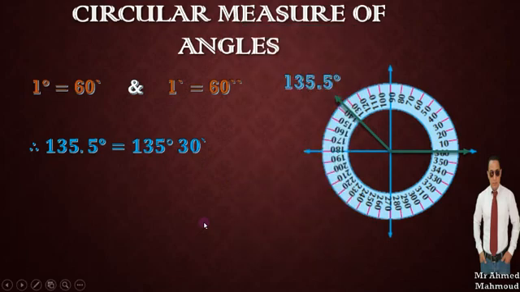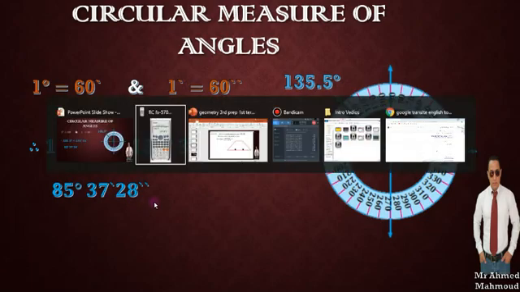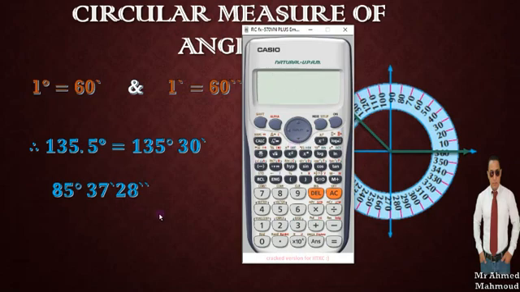Another example. How can we change from degree, minute, second into degree or into decimal? Like this. I will write 85 degrees here, this button. 37 minutes, again the same one. 28 seconds, also the same one. Then I will press equal. Okay, the angle is written in the equal.